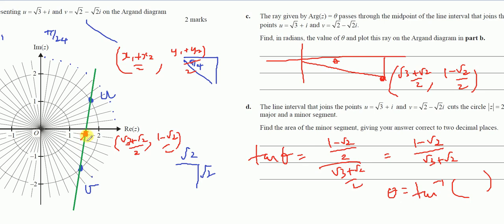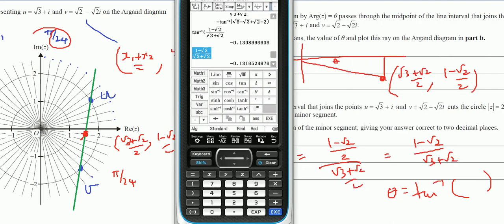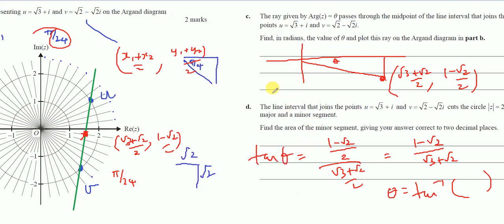To me, it looks like pi on 24, which is what these are. So let's just jump on my calculator. Here is my 1 minus root 2. So if I do the inverse tan of that, I get that number. It doesn't give it to me exactly, but if I check what the tan of pi on 24 is, it's the same value. So my angle is going to be negative pi on 24, which is the argument.